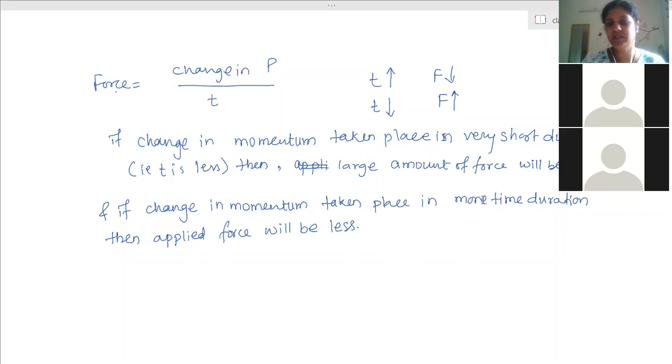So when we increase the time period, what will happen to the force? It will be less. So the ball will apply lesser force on the fielder and then the person will not get hurt much. Is that clear? Is this clear? Yes, ma'am. So, okay, that is the first thing.